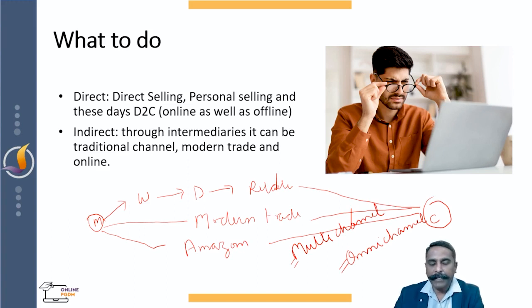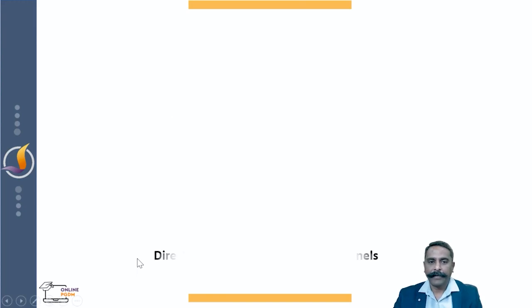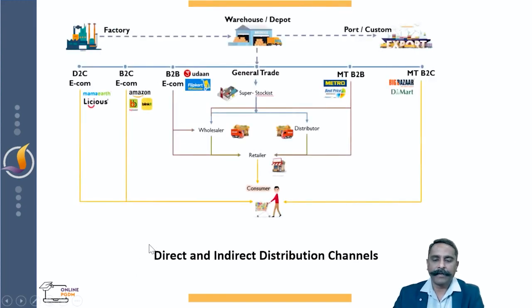The difference typically is that in multi-channel, the different channels are treated differently, while in omni-channel you will find that they are more integrated, or there is more synergy between them. But in today's scenario, most organizations are making use of multiple channels to reach different customer segments in different parts of the country, right? Now, this is one figure which tries to bring together all the direct and indirect distribution channels, right?